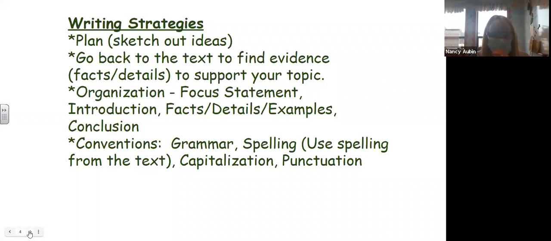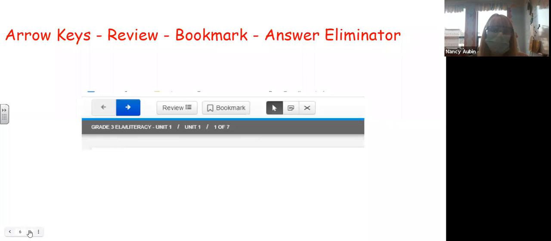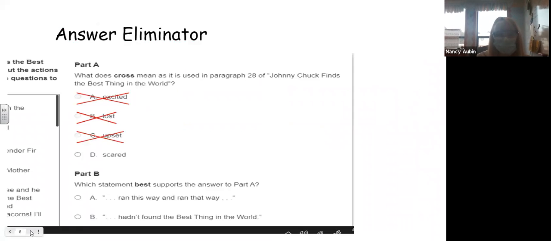So today we will talk about writing. I'm going to come back to this because I don't want to fill your head with it yet until we get to that part. We talked about the scroll bars. There are two. Don't forget the arrow keys, the review. You can go find the answers that you've already done and the ones you still have to do, or the ones that you bookmarked. And don't forget your answer eliminator. That's what it will look like when you go to review. And that's what the answer eliminator looks like. So I'll do questions here in a minute.